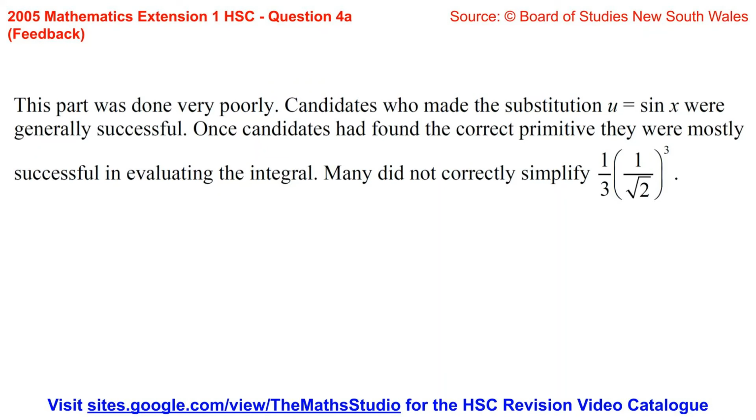The following is the feedback from the Marking Centre for question 4a. This part was done very poorly. Candidates who made the substitution u equals sin x were generally successful. Once candidates had found the correct primitive, they were mostly successful in evaluating the integral. Many did not correctly simplify 1 over 3 times 1 over the square root of 2 to the power of 3.